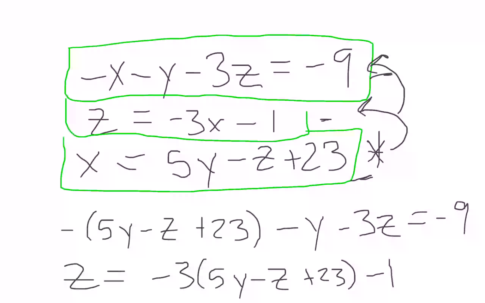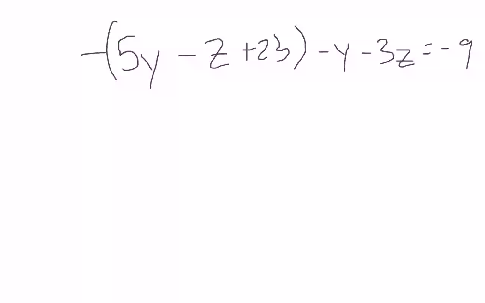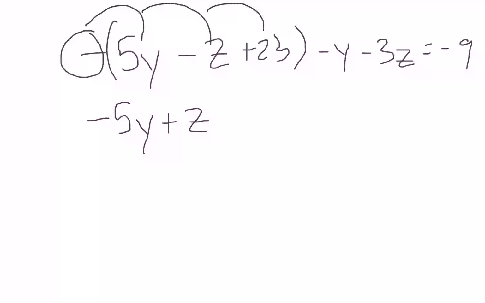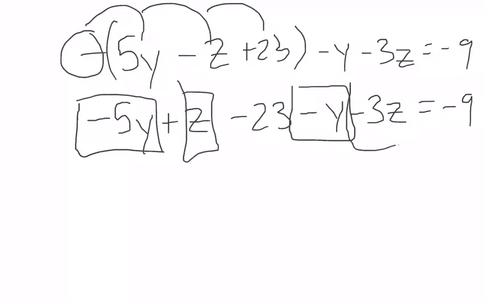So now we'll start by making this equation a little bit more simple, and this other equation a little bit more simple. So taking that top equation, I'm going to make it more simple by taking the negative sign and distributing it to all the things on the inside, giving me negative 5y plus z minus 23 minus y minus 3z equals negative 9. Now I'm going to combine like terms, so I'm going to combine the negative y with the negative 5y. I'm going to combine the z with the negative 3z. I'm going to add this 23 over.